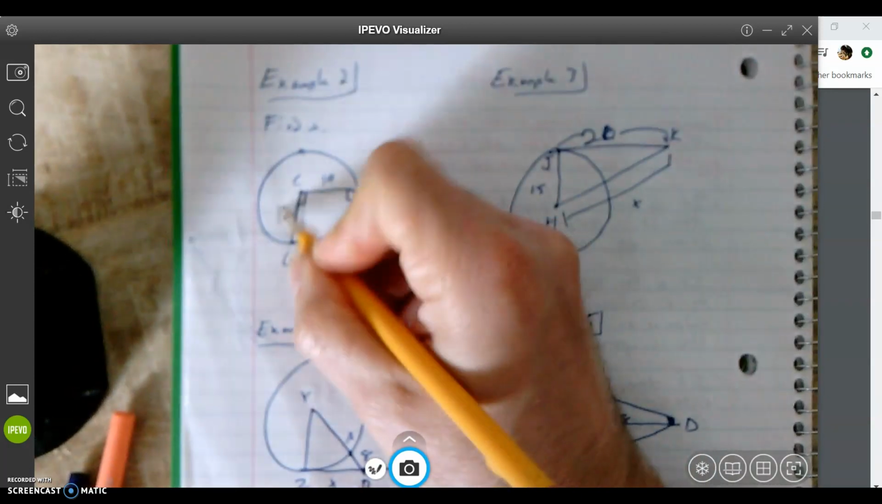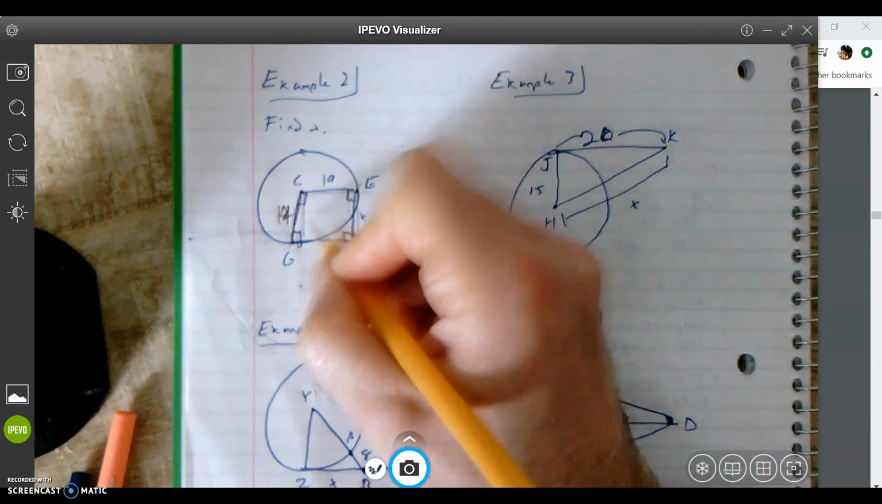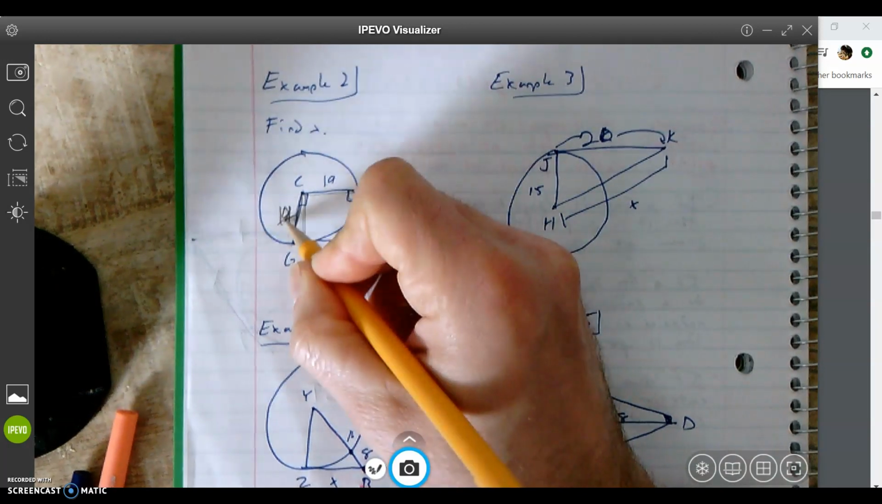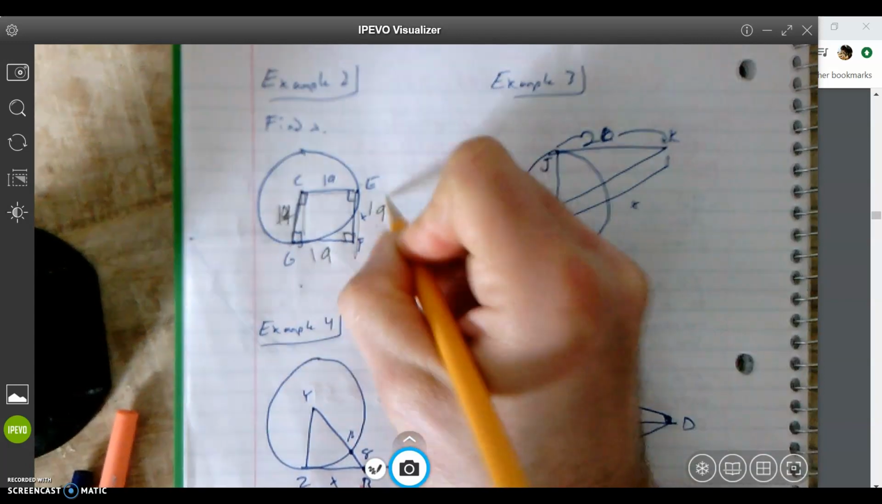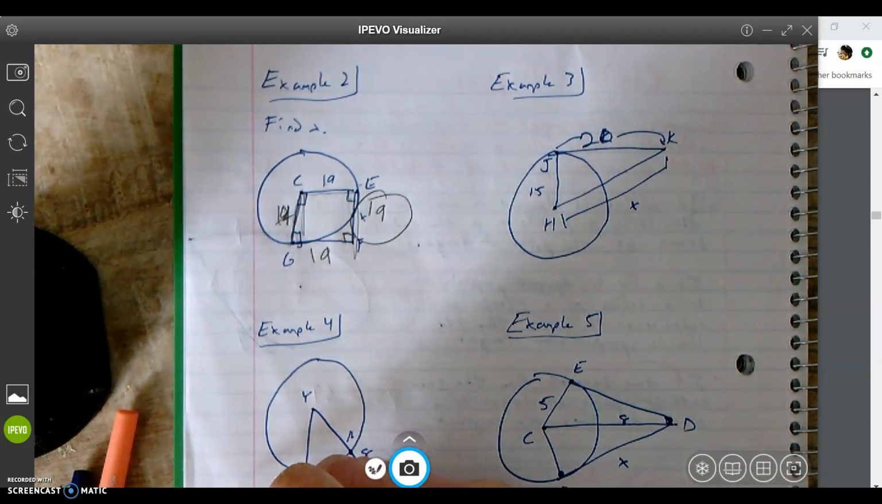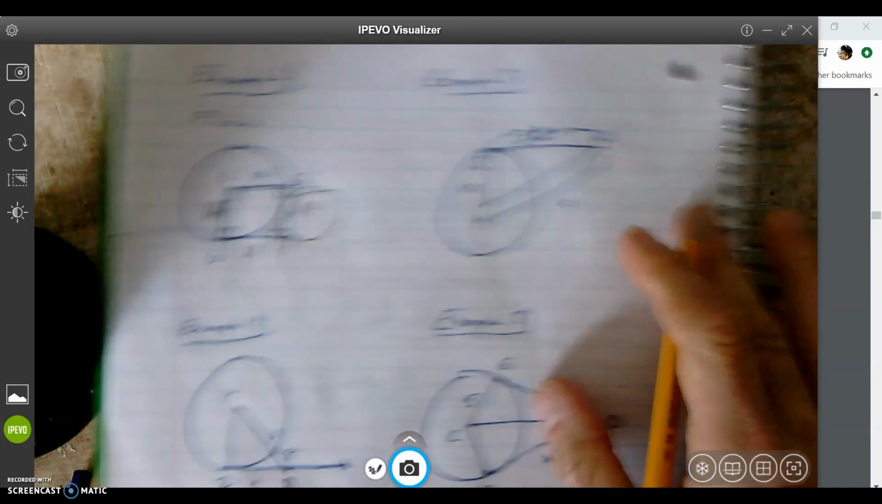19 because that's a radius. That's 19. And so if I have 19 and 19, that would mean the opposite sides are congruent. So 19 and 19. So x is 19 in this one. Got it. Okay, next one.